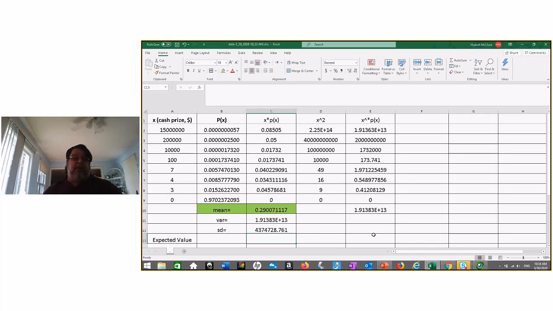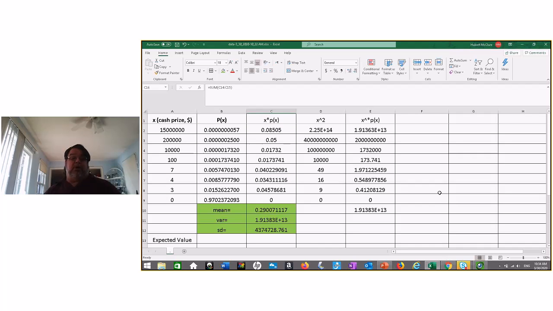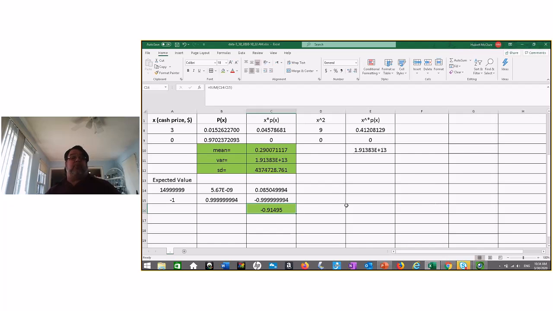Okay, so I've really done 3 questions. I've found the variance and the standard deviation of this one, and here I've found the expected value. So now you can answer the questions you need to answer. So that's 4,374,728, or 29 is the standard deviation. So let's see what the rest of the question asks.